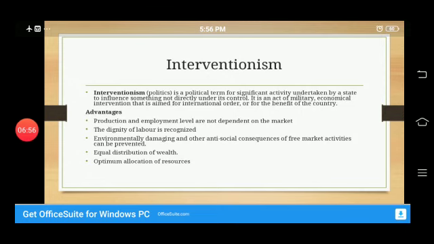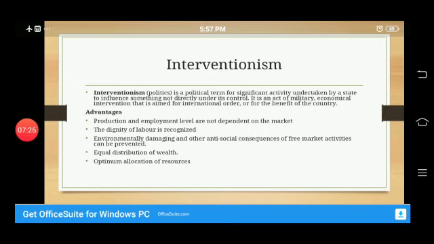Moving forward, there is another topic which is interventionism. What is interventionism? It is just the opposite of free market, in which there is intervention, meaning someone is intervening. Interventionism, in politics, is a political term for significant activity undertaken by a state to influence something not directly under its control. So when the government is intervening, that is known as interventionism.